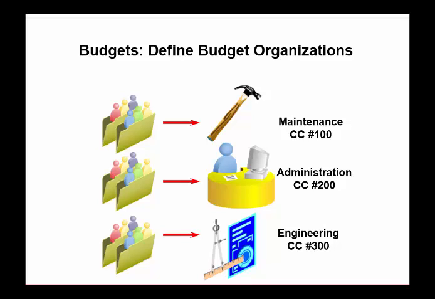Now, we all understand that when we define the budgets, we define them for specific accounts. So maintenance, for example, is assigned a particular expense, administration, engineering, and so on. And then we also specify what are the departments that will be used in order to allocate that expense.